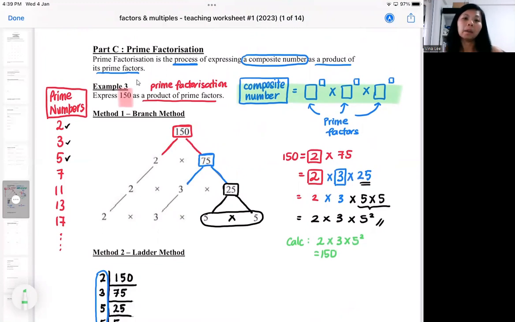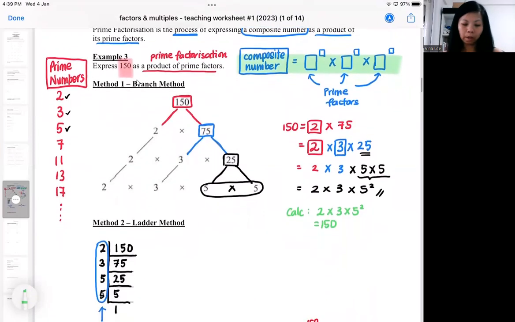Between these two methods, it's your choice. There's no wrong method. I personally will be doing method 2. Sometimes I will do method 1, sometimes I will do it mentally. So it's your choice. After doing a few questions, you can decide what is actually your favorite method.